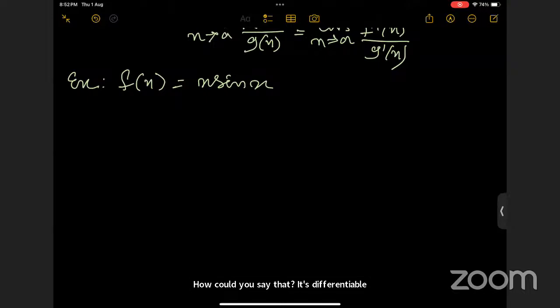There's no sharp edges on the graph. Is it x sin x? Yes, x sin x.